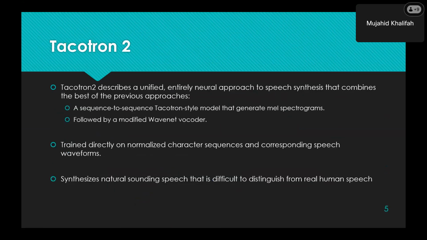My main tool for this research is Tacotron 2, and it describes a unified, entirely neural approach to speech synthesis that combines the best of the previous approaches. A sequence-to-sequence Tacotron-style model that generates Mel spectrograms, followed by a modified WaveNet vocoder. It is trained directly on normalized character sequences and corresponding speech waveforms, and synthesizes natural sounding speech that is difficult to distinguish from real human speech.